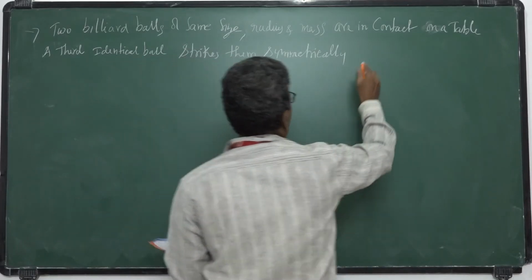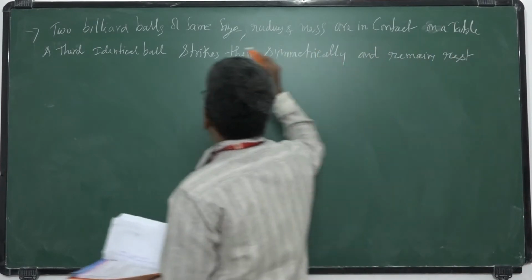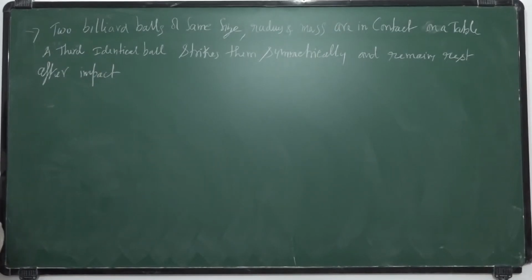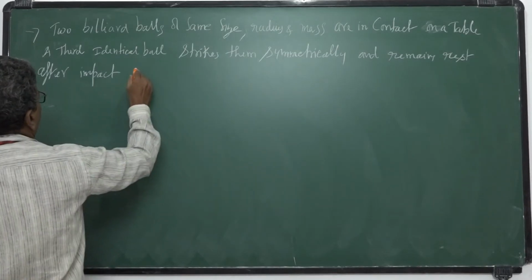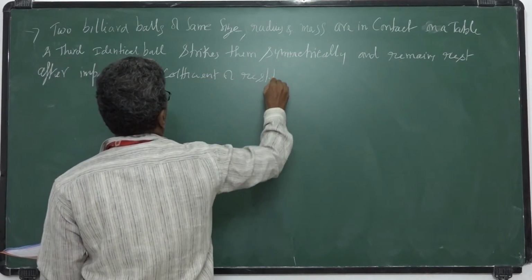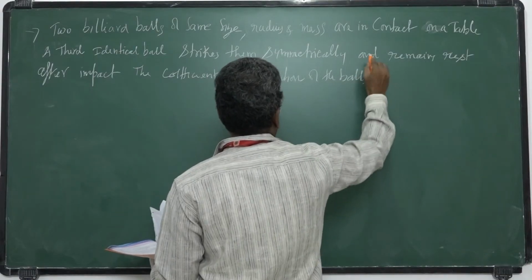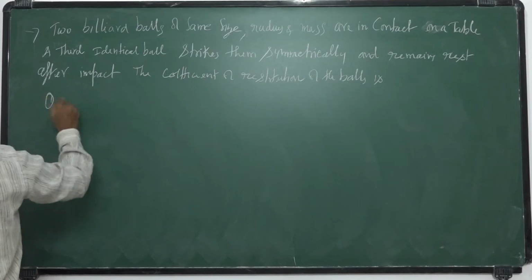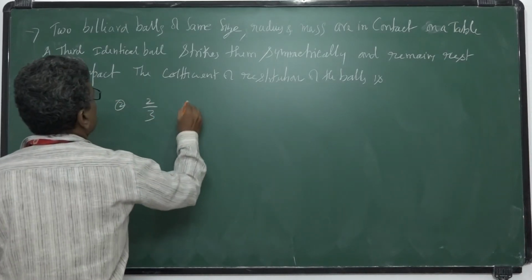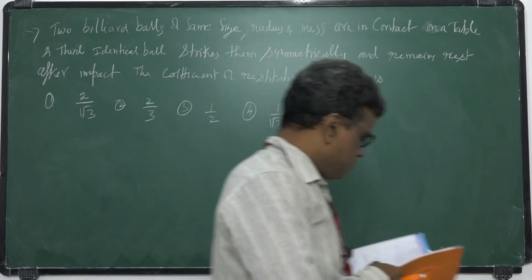and remains at rest after impact. The coefficient of restitution of the balls is: first option, 2 by root 3; second option, 2 by 3; third option, 1 by 2; fourth option, 1 by root 2. So these are the options you have.